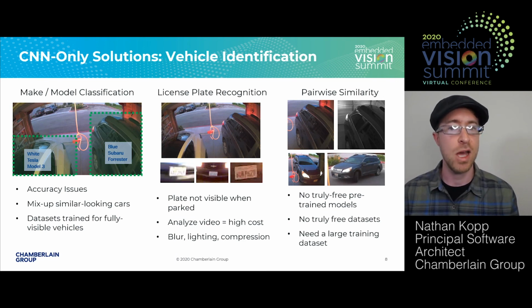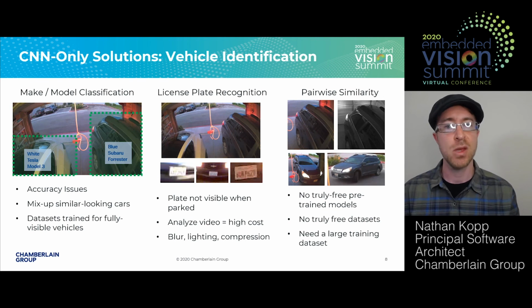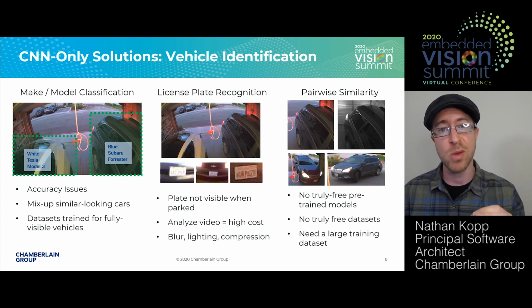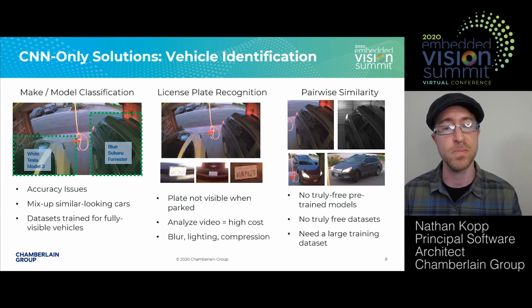A second thing we looked at was license plate recognition. This one seems like a pretty obvious choice if you want to re-identify a vehicle. Take a look at its license plate. If you get a match, same vehicle. But as you can see, once again, the position of the camera causes us a bit of a problem. We can't see the license plates when vehicles are parked.